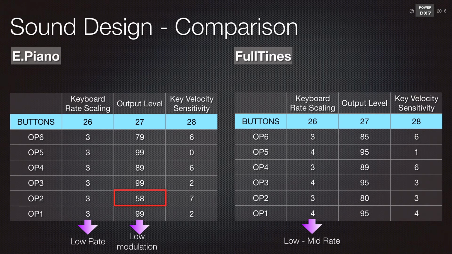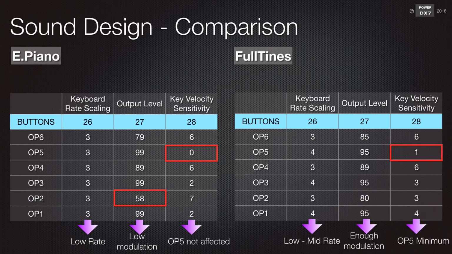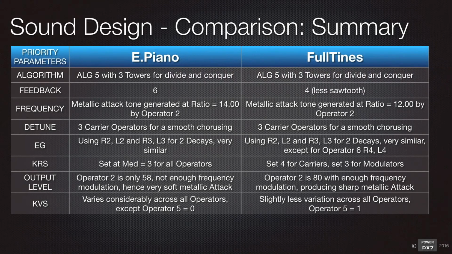For output level, E.Piano 1 has very low frequency modulation level for operator 2, making the overall sound softer. Fulltines has adequate output level for all operators. For both patches, key velocity sensitivity on operator 5 is either none or low. Overall, Fulltines has less variations. We can summarize what we've learned so far on the table shown.